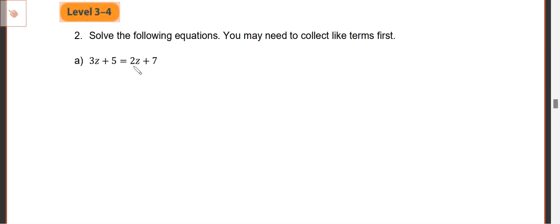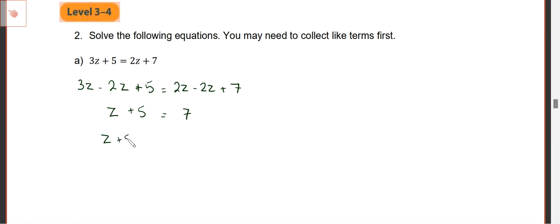Level 3, 4. Okay, I'm going to subtract 2 z's. So 3 z's, subtract 2 z's, plus 5 equals 2 z's, subtract 2 z's, plus 7. That leaves me with 1z plus 5 equals 7. We then subtract the 5: plus 5, subtract 5, 7, subtract 5, that gives me z equals 2. Okay.